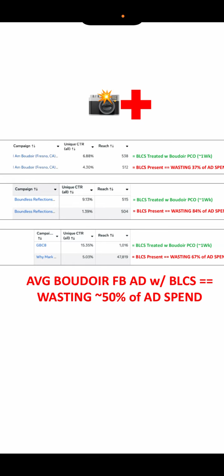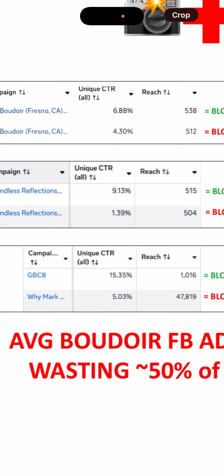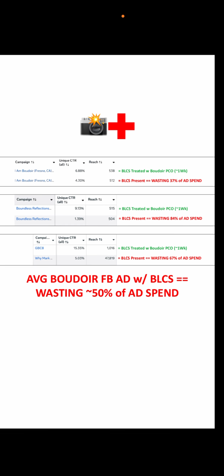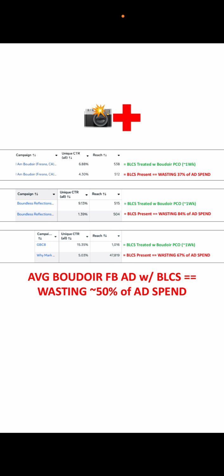All right, second part of my residency. I tested the original ad, 1.39% unique CTR. So it's under 6%, we know BLCS is present. So again, I duplicated it and treated the BLCS with Boudoir Pico, which takes about a week. We got our unique CTR up to 9.13%. So we found out the original ad was wasting 84% of ad spend.